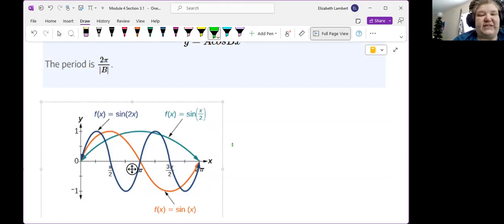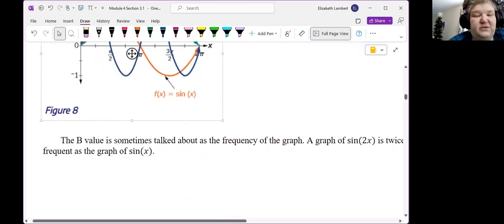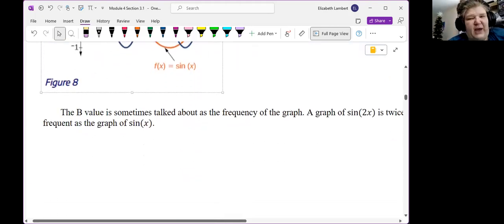When we look at sine of x over 2, it only goes through half of its period from 0 to 2 pi, meaning it'll take another 2 pi all the way up to 4 pi to get that full period. So it's kind of weird because we've got this dual thing going on. What does it do to x values? It's backwards. What does it do to the graph? It makes it more frequent.